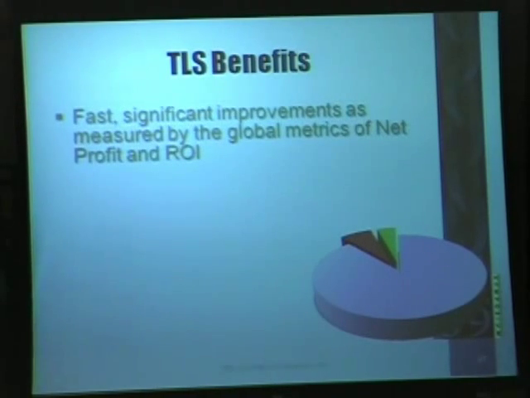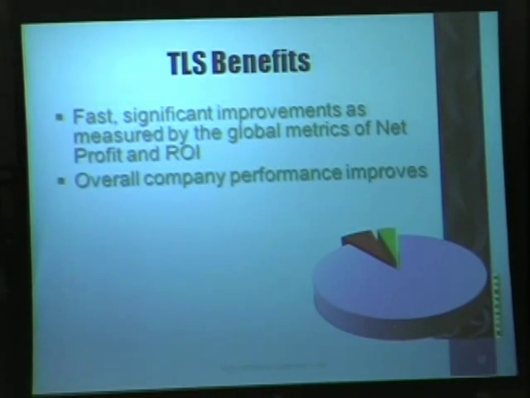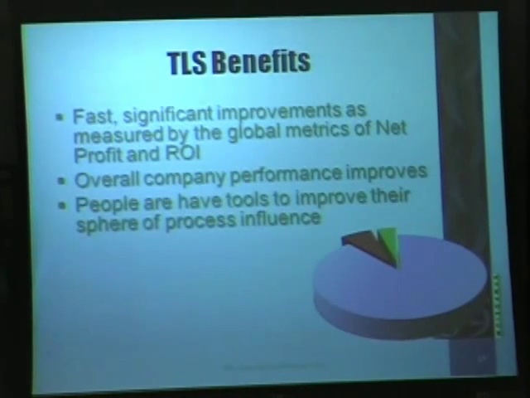So, to summarize, what does TLS do? Fast, significant improvements. Big improvements. Improvements that matter. People will have the tools to own and manage their own processes. So rather than create an elite, the green belts and the black belts, what we do is we equip the people who are in the process to manage and run their own process.